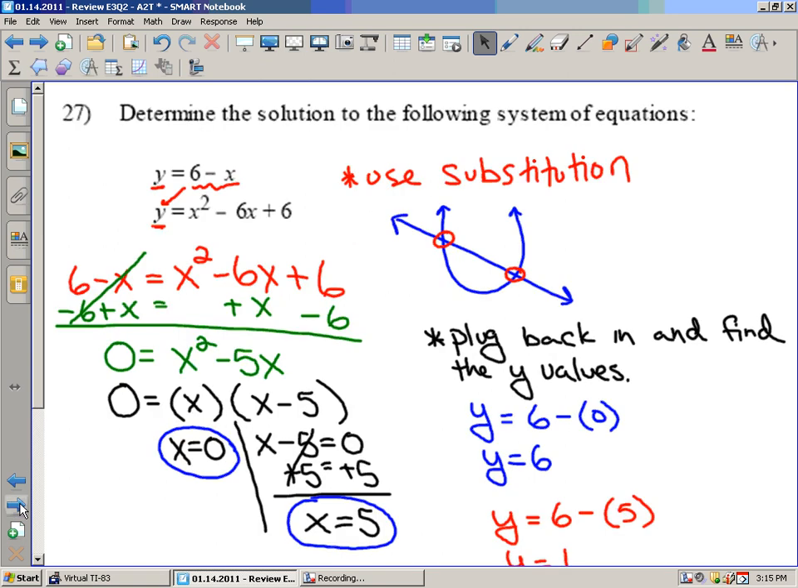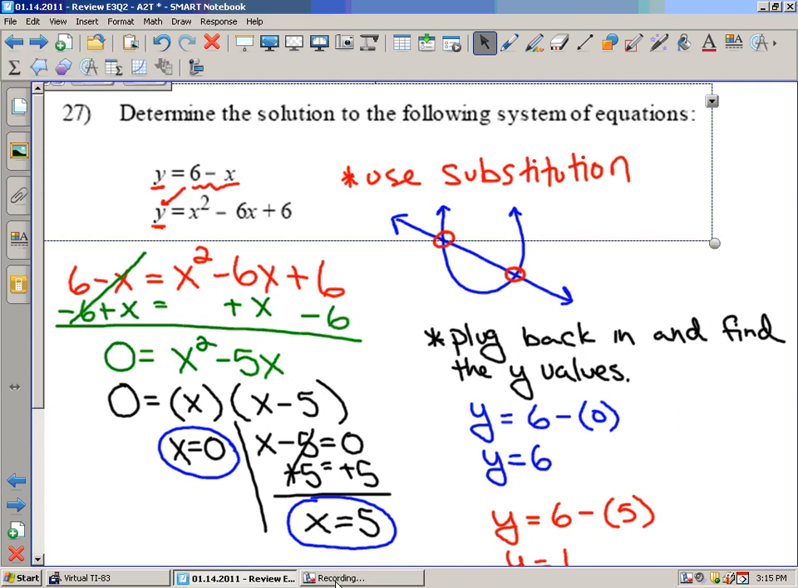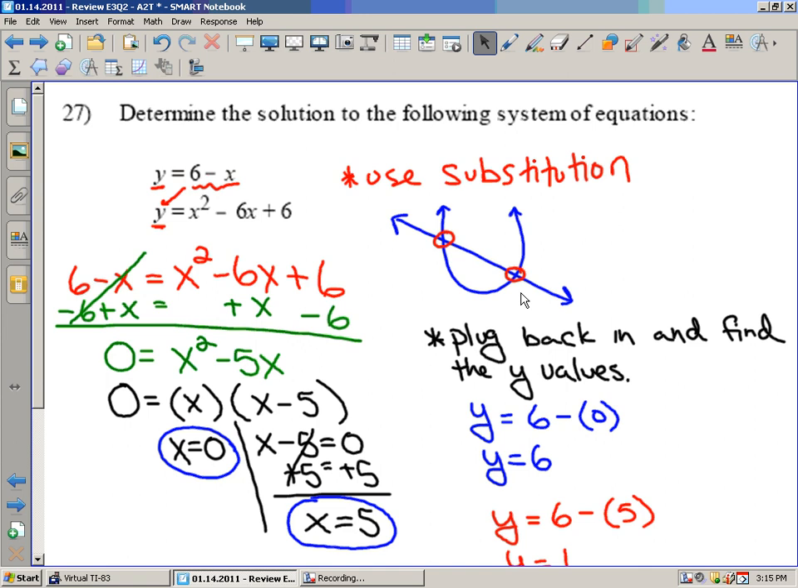Determine the solution to the following system of equations. So here you have two equations, and if you tried to graph them, they would look like this. Sorry about that. This over here is the equation of a line, and this is the equation of a parabola. And the 2 points of intersection are the answers to this problem. You're going to have to give your answer as a coordinate. So let's take a look.